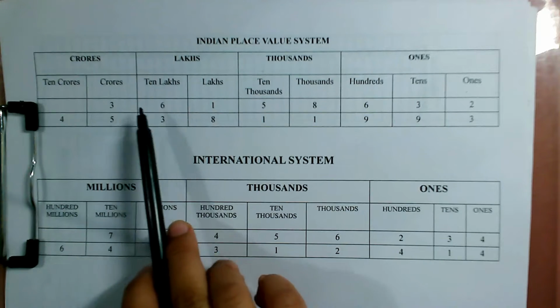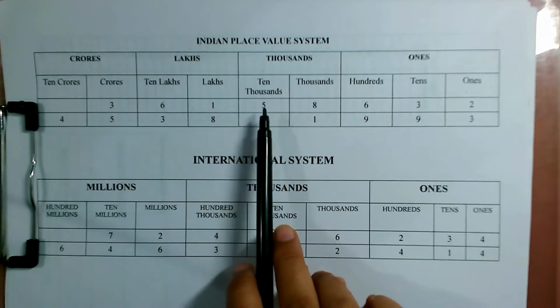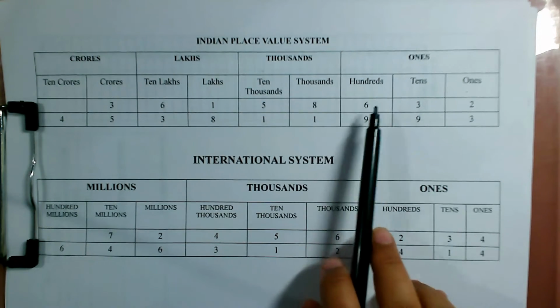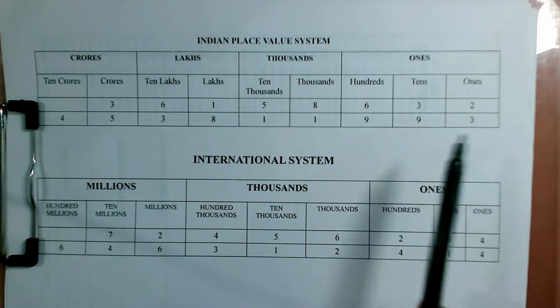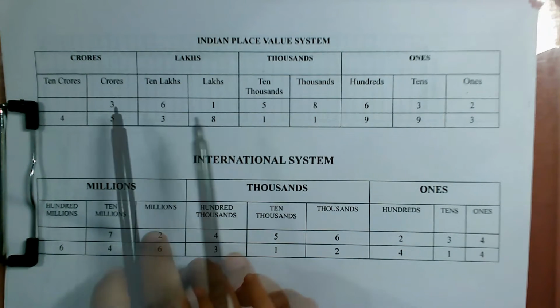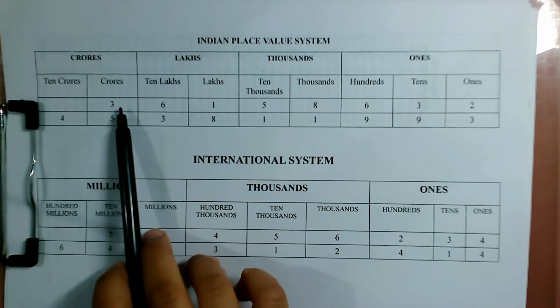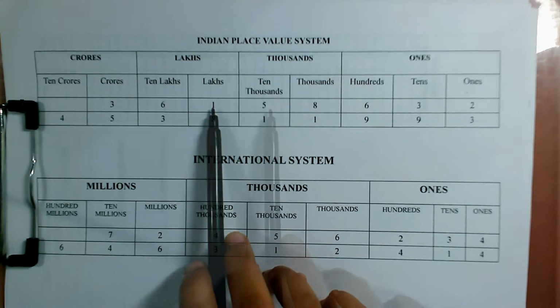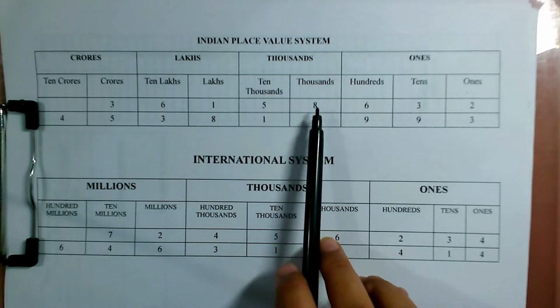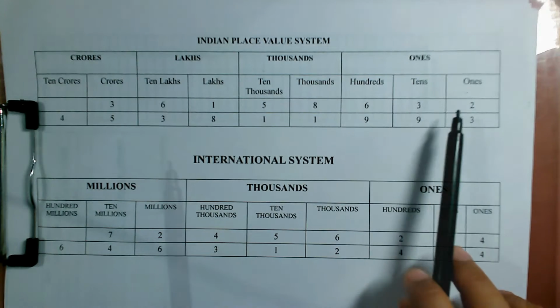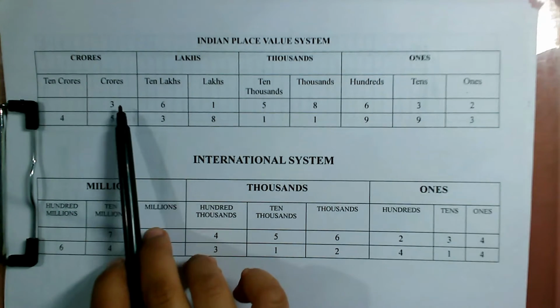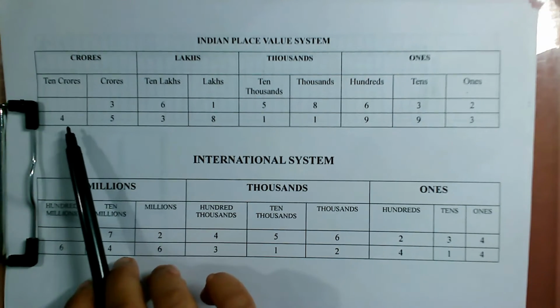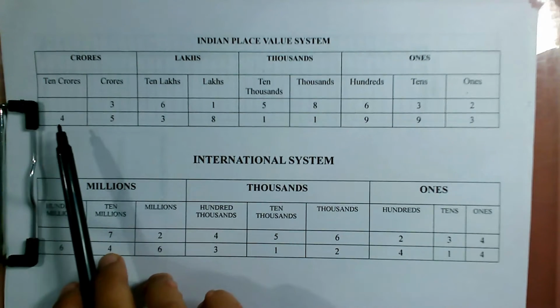This number is 3, 6, 1, 5, 8, 6, 3, 2. How do you read this number? It is read as 3 crores, 61 lakhs, 58,632. This one is still only crores, and the next place is 10 crores. So let's read these numbers.